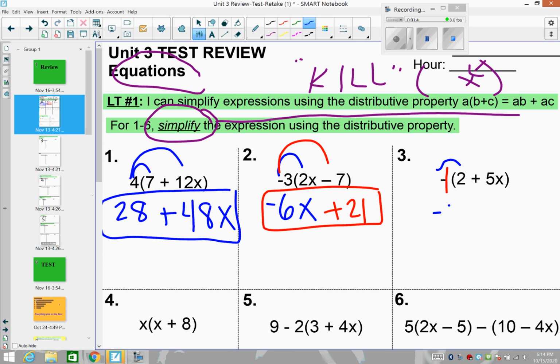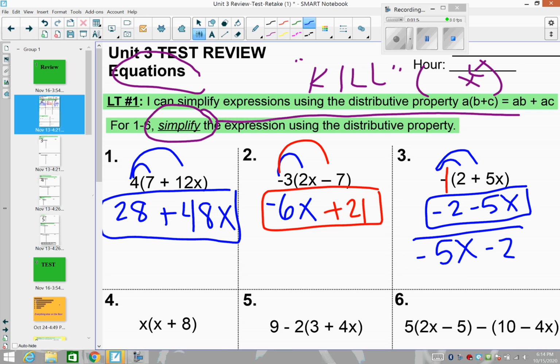Distribute, kill that parenthesis, -2. Multiply here is -1 times +5 is -5. Reattach x. So there's the answer because we cannot simplify that. You can also rearrange the order using the commutative property. These two things are the same answer.